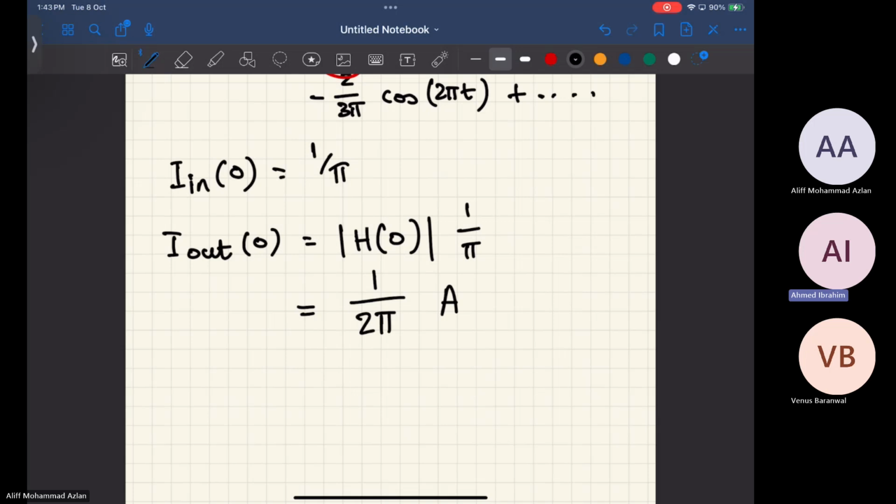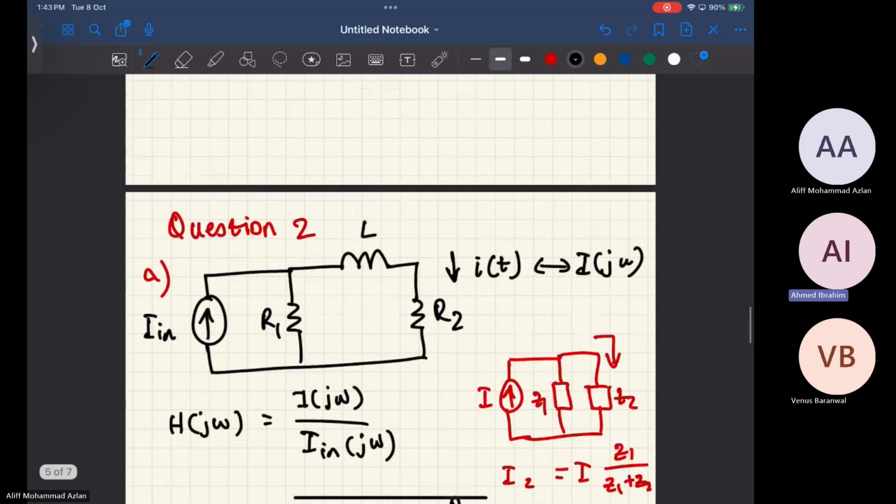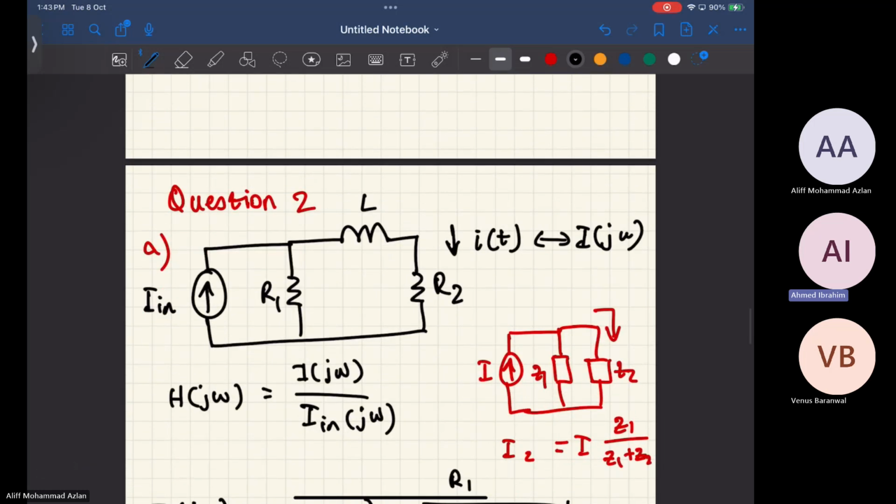Okay. Next is asking to explain why this value of the DC component is expected when we have R1 equals R2, considering the impedances of the circuit. Let's take a look at the circuit. Essentially, because this is at DC and the frequency is 0, that means the inductor acts as a short circuit. So you can think of this inductor as a short circuit when the frequency is 0.